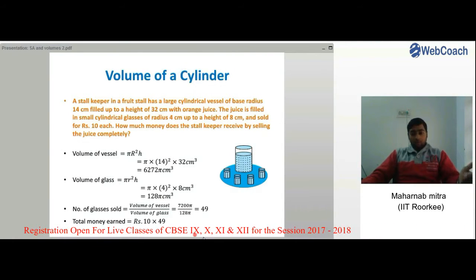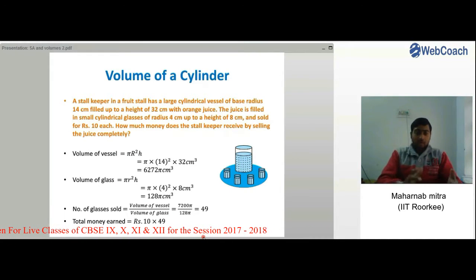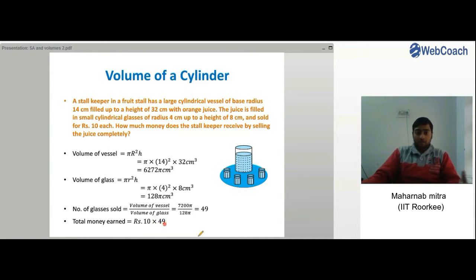And so the total money earned will be the cost of one glass multiplied with the number of glasses sold, right? Rupees 10 per glass into 49 glasses, which gives us the total cost of the glasses sold, or the total amount of money earned by the stall keeper, right? So this is our answer: 490 rupees is the amount which the stall keeper earns by selling the entire juice which is there in the vessel.